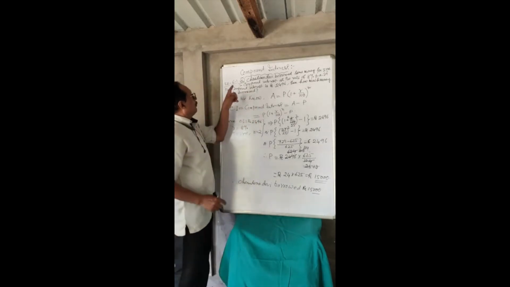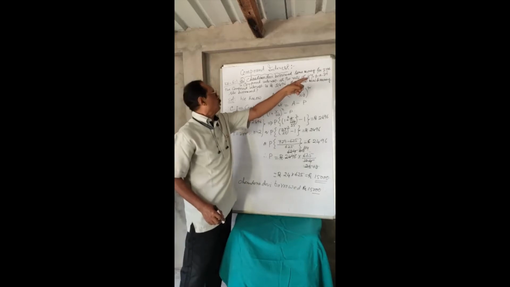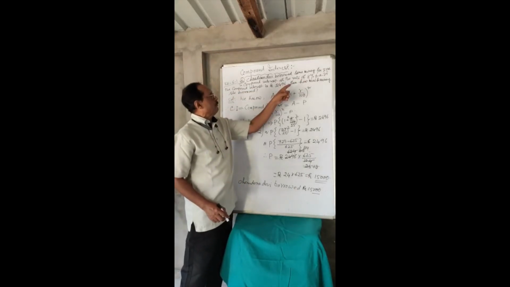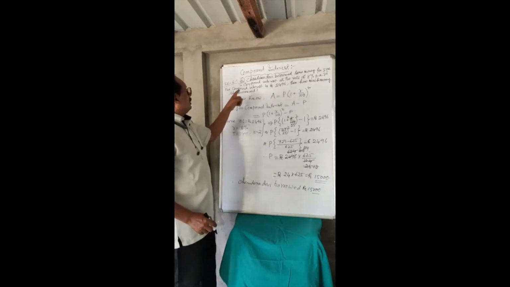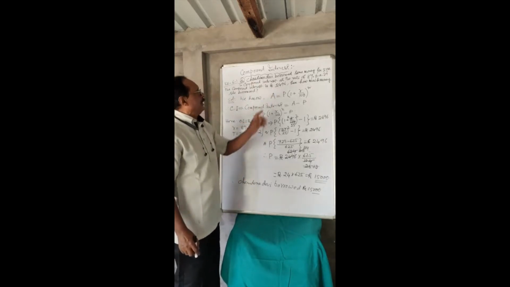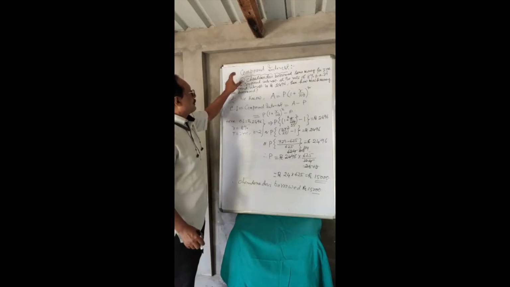In problem number 6, Chandana Devi borrowed some money for 2 years in compound interest at the rate of 8% per annum. If the compound interest is rupees 2,496, then how much money did she borrow? That means we have to find the principal.